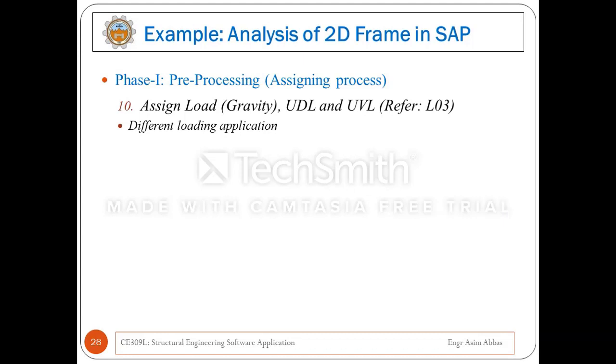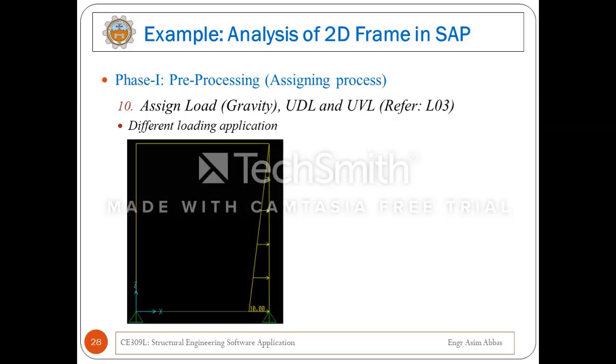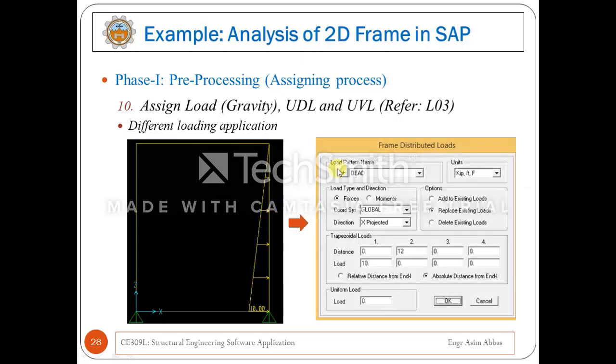We can also apply uniformly varying load. For example, if you want to draw this triangular load in SAP, how can you draw it? You can draw this load from the Frame Distributed Load option. In this menu there is an option named trapezoidal load. From this trapezoidal load option you can draw this particular load. How will you draw it? For this load you require 2 points, this one and the second point. You will enter the distance and load for these 2 points.